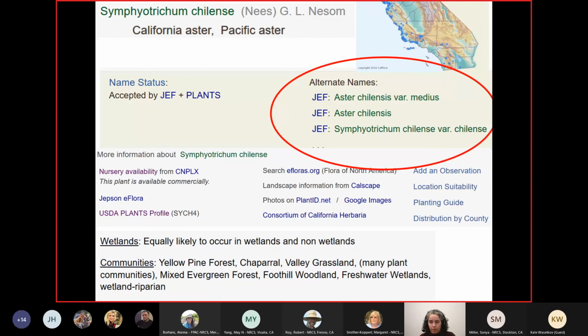Down at the bottom of this page, you'll also see wetlands and communities, which are included on the taxon report pages as well.